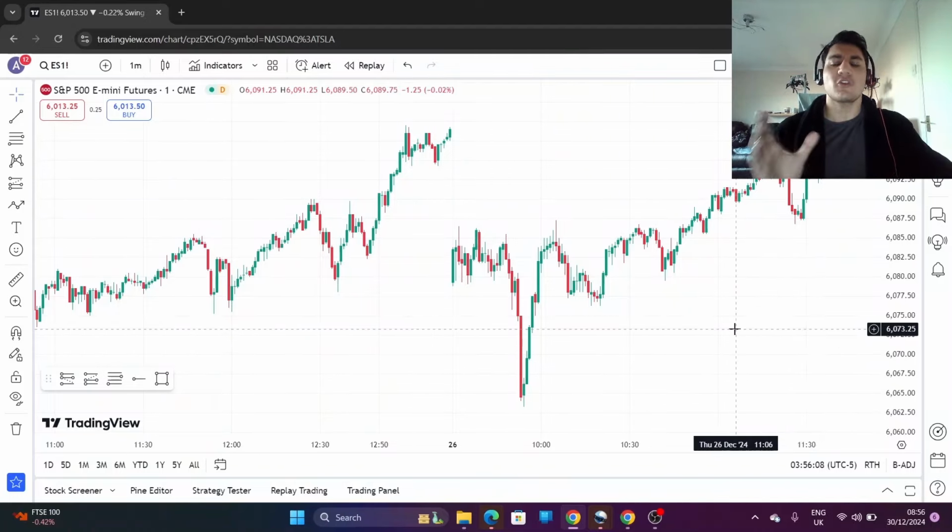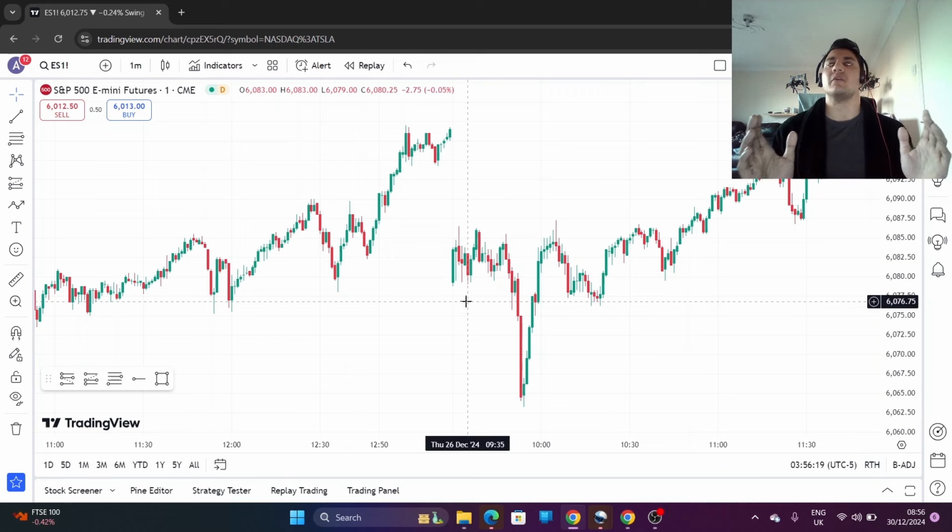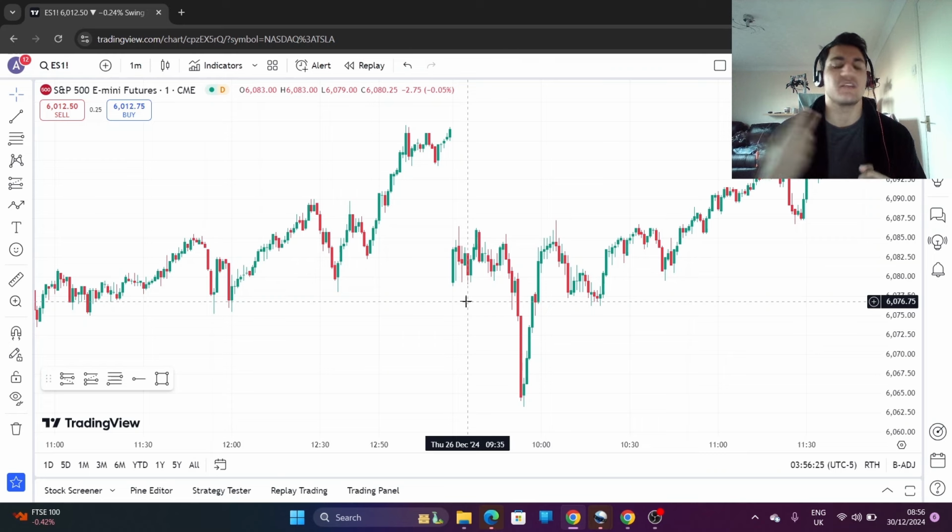Okay, so the first thing you want to do is get onto TradingView and get onto regular trading hours, right? You don't want to be on electronic trading hours. You want to be on regular trading hours because it essentially gives you the 9:30 a.m. open. And this is a pro tip, right? Don't trade indices before the 9:30 a.m. open because there's not much volatility and it's a waste of time, to be honest.